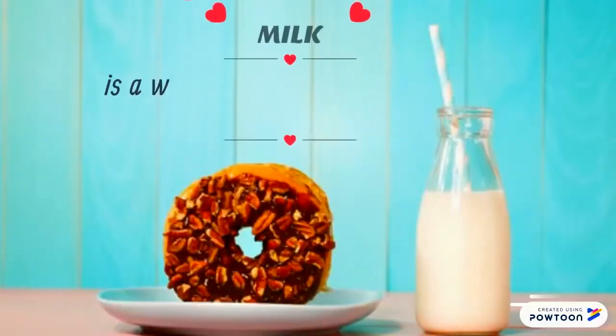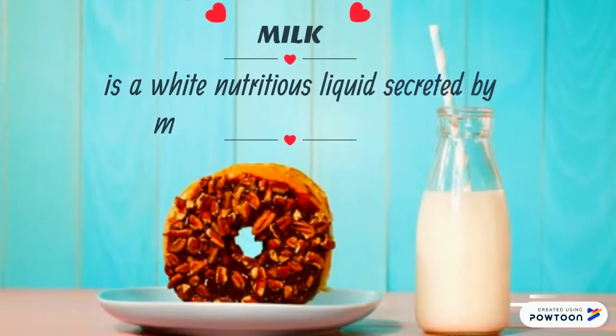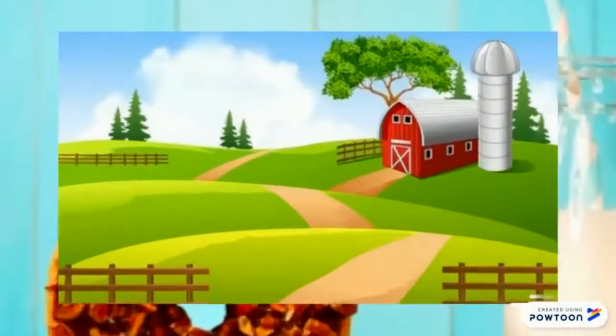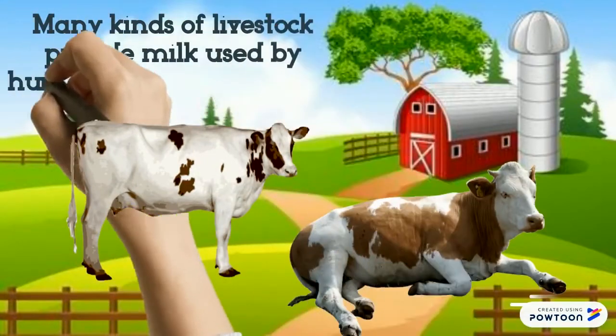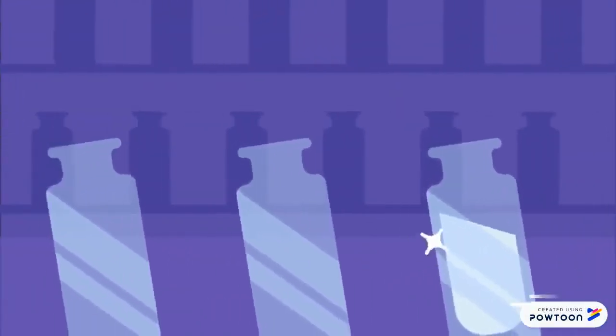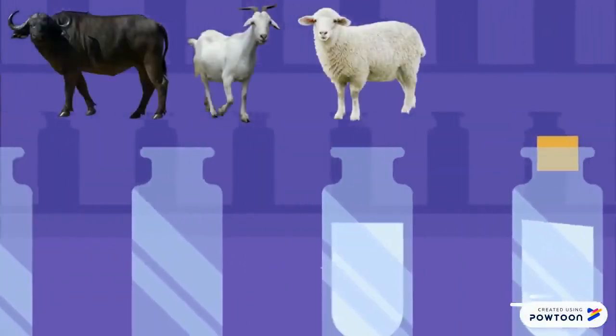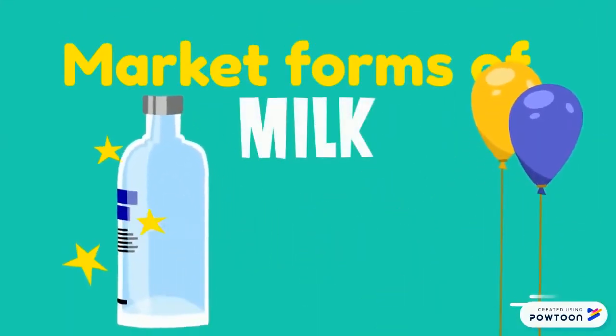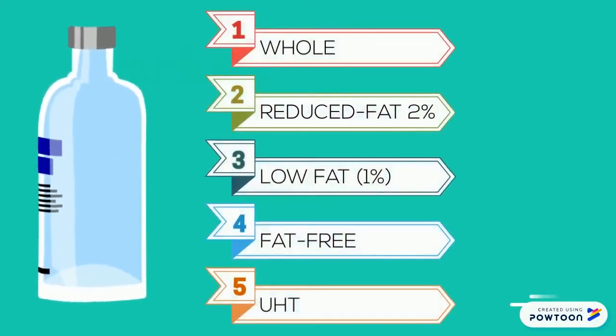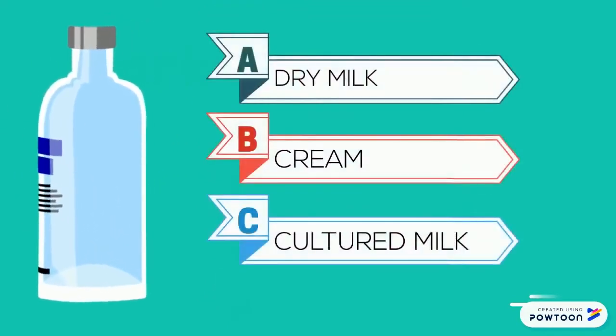Milk, a white nutritious liquid secreted by mammals and used as food. Aside from cattle, many kinds of livestock provide milk used by humans for dairy products. These animals include water buffalo, goat, sheep, camel, and many more. However, besides dairy milk, there are also plant milks such as almond, coconut, rice, and soy milk. Market forms of milk include fluid milk like whole, reduced fat, low fat, fat-free, UHT, and many others like dry milk, cream, and cultured milks.